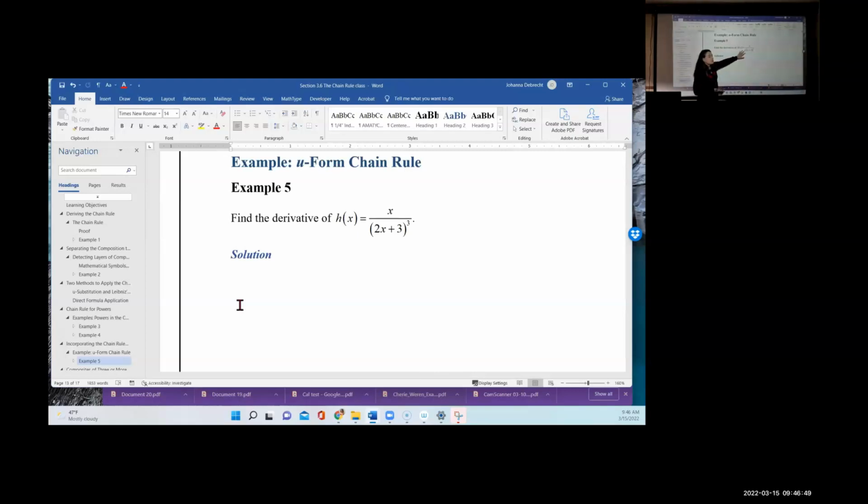So we're going to approach this as a quotient at first. We're going to think of the numerator as f and the denominator as g. So h prime of x is going to be f prime g minus g prime f over g squared. Remember, when you're doing the quotient rule, that you get subtraction in the numerator.